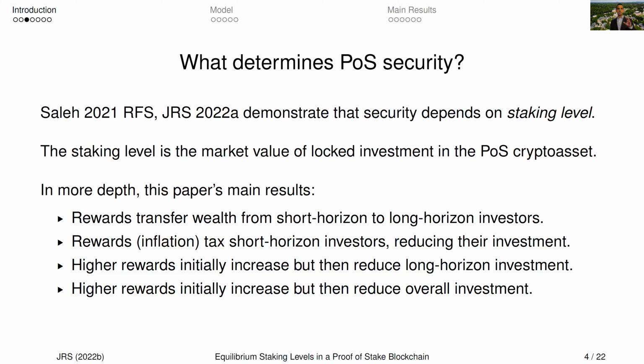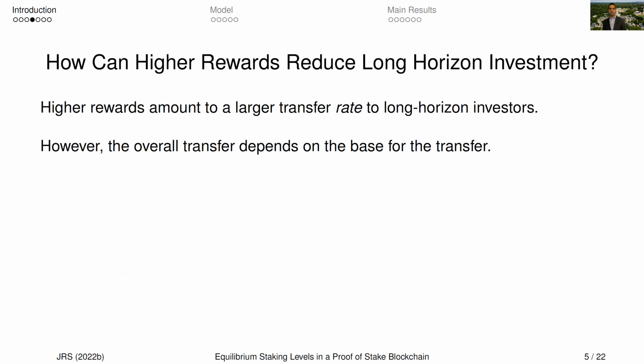But I think the point to emphasize and understand is really the latter part about the long horizon investors. So I want to spend some time clarifying how it is that increasing rewards could actually reduce investment from the beneficiaries of those rewards. Because again, the rewards are an inflation tax on short horizon investors, where the revenues are basically accrued by the long horizon investors. So they are the beneficiaries of these rewards. So how is it that the beneficiaries of these rewards might actually be worse off and reduce their investment as a consequence?